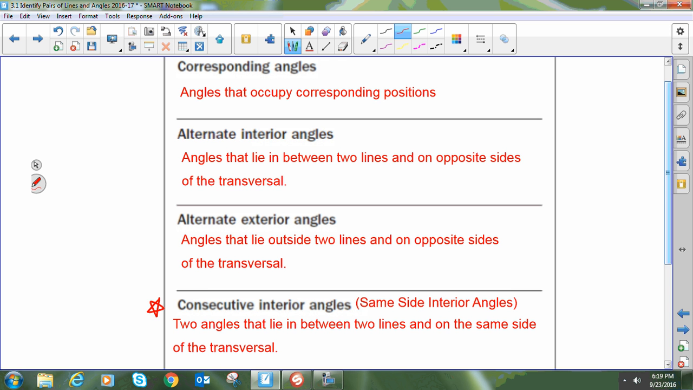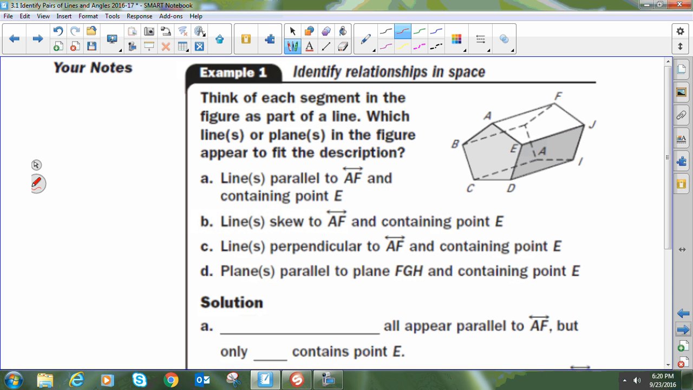So if you picked up a geometry book that was written in one year versus a geometry book written a few years later, or maybe from one state to another state, consecutive interior angles, same side interior angles, you have almost an equal chance of seeing those things called one or the other. So I want to make sure that you understand if I say consecutive interior or same side interior, I'm only talking about the same thing. Now we'll talk about these in a little more detail shortly. But let's take a look at our first example here.